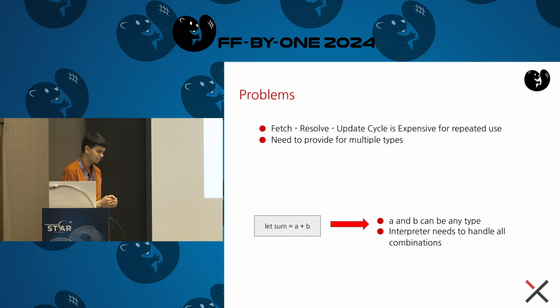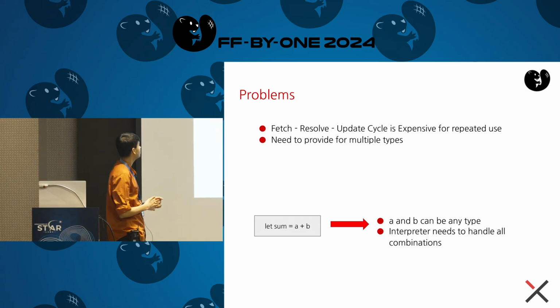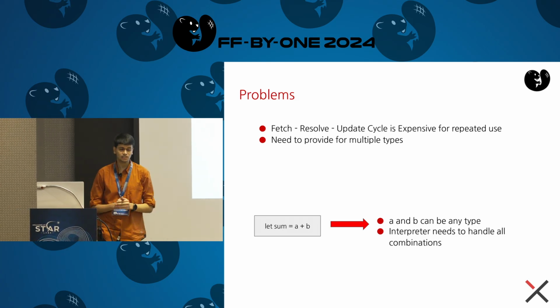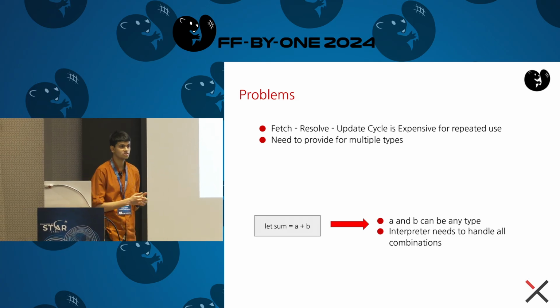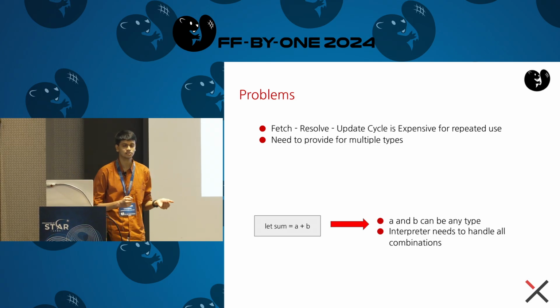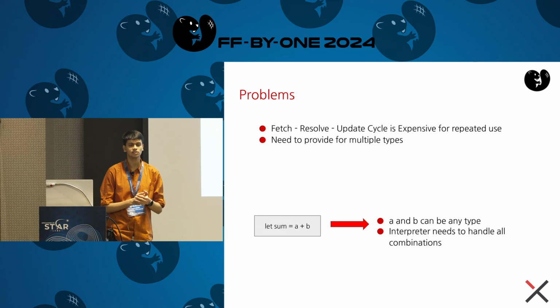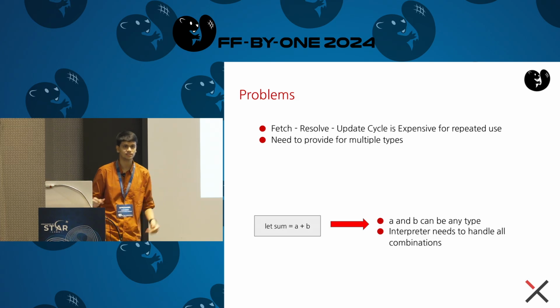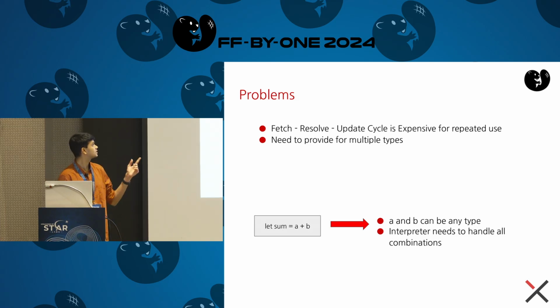However, this has a few problems. One of the main problems is that the fetch, resolve, update cycle is actually pretty slow performance-wise, especially when we are talking about repeated code execution. For example, your JavaScript code has a for loop. So each instruction is going to be fetched, resolved, and updated thousands of times. So this makes a lot of performance loss.